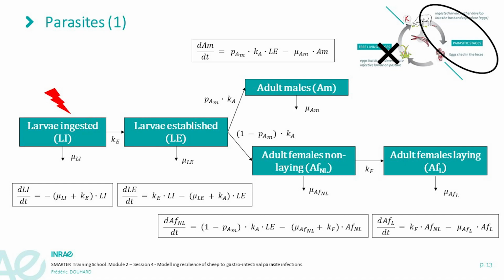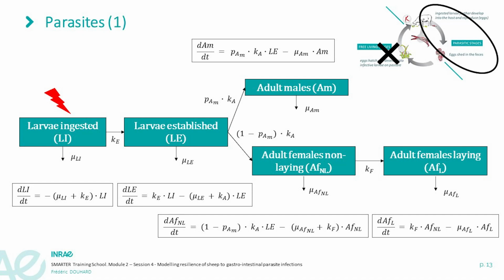Because they grow more compared to the males, and they take a lot of energy for the sheep to lay eggs and to produce a lot. So this is why I told you this. And this is why we have the last compartment, the adult females that lay eggs. And as for the energy balance, we have differential equations that give the rate of growth for each compartment.